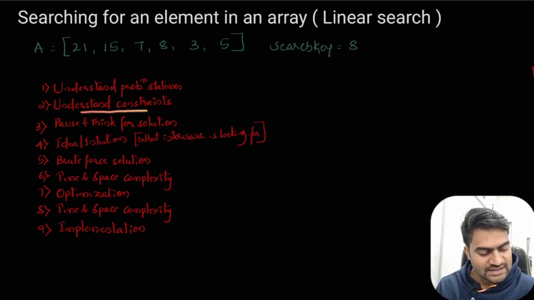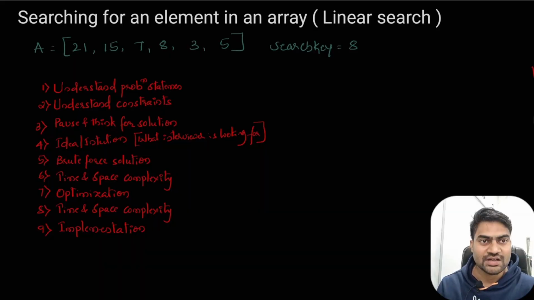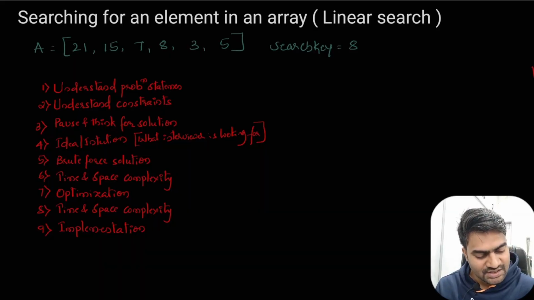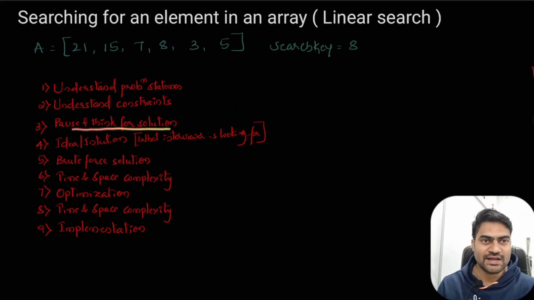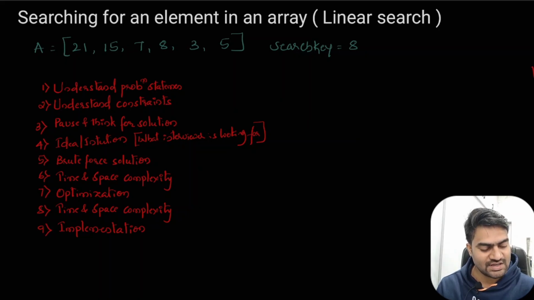Then we will try to understand constraints. Constraints is one of the main things we need to consider before proceeding with the solution. Then we will pause for a second, and you can pause the video and think for some time about the solution. Once after that, you can come back, and then we will see what is the idea or intuition behind this particular problem. Whenever an interviewer asks for any problem, he will have something in his mind that he wants to evaluate you on.